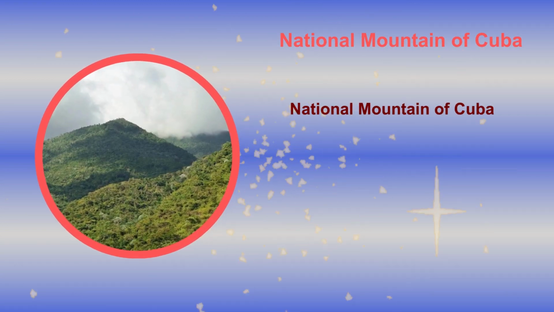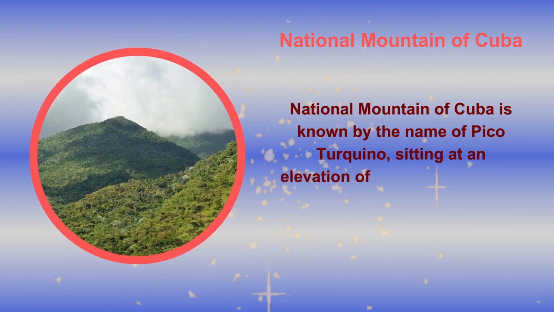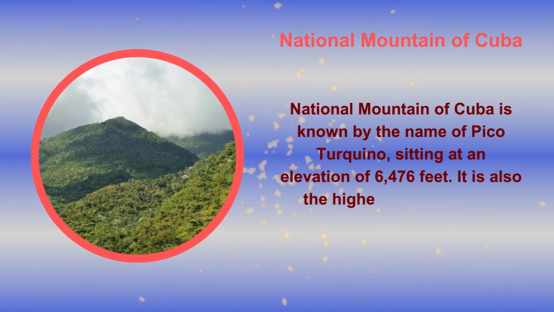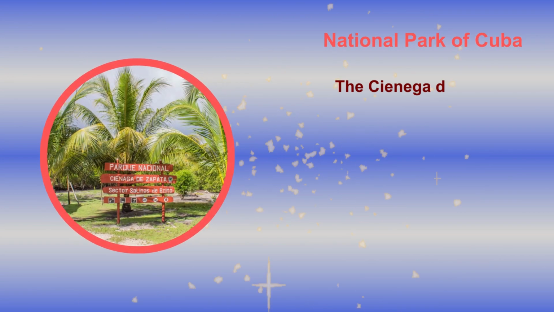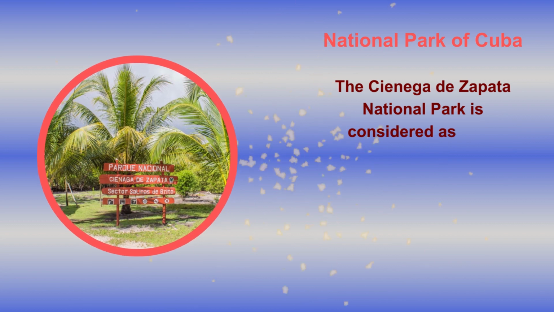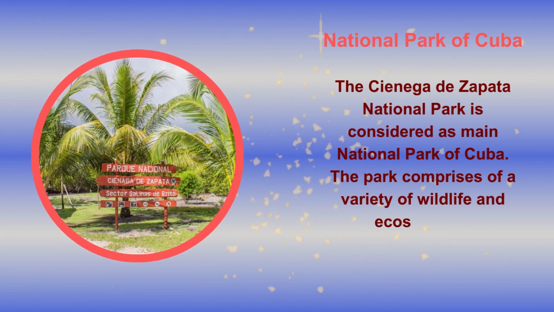Caribbean region. The national mountain of Cuba is known by the name of Pico Turquino, sitting at an elevation of 6,476 feet. It is also the highest peak in Cuba. The Ciénaga de Zapata National Park is considered the main national park of Cuba. The park comprises a variety of wildlife and ecosystems.